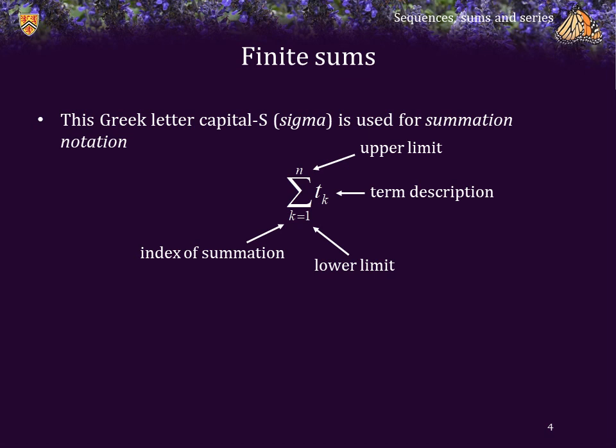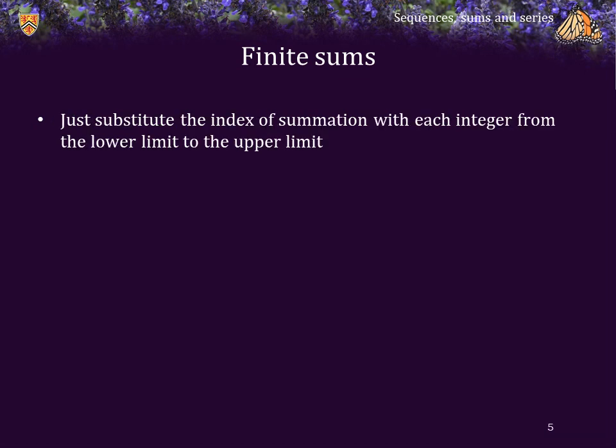So for example, if n is equal to 5, then the index of summation will run from 1, 2, 3, 4, and 5. And so this sum would be t sub 1 plus t sub 2 plus t sub 3 plus t sub 4 plus t sub 5. So basically, a finite sum using sigma notation simply has you substitute the index of summation with every single integer starting from and including the lower limit and going up until the upper limit.